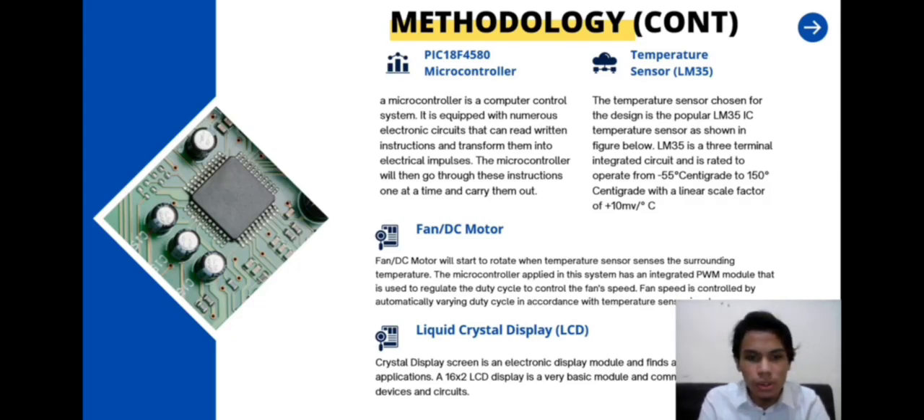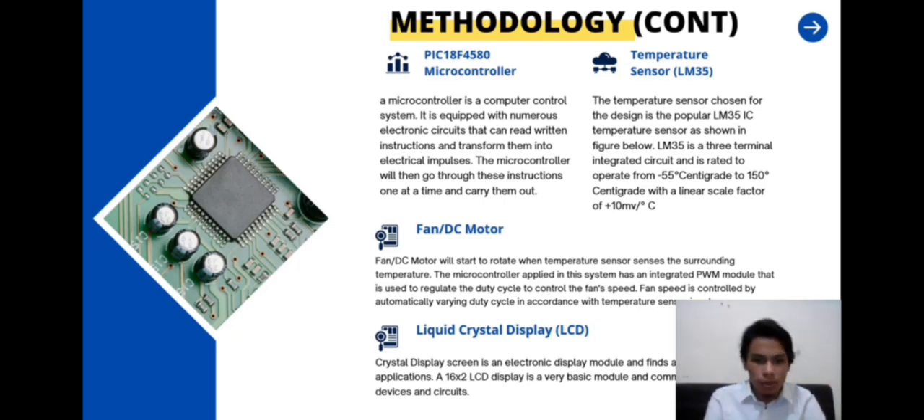And next we have a fan or DC motor. The fan or DC motor will start to rotate when the temperature sensor senses the surrounding temperature. The microcontroller applied in this system has an integrated PWM module that is used to regulate the duty cycle to control the fan speed. Fan speed is controlled by automatically varying the duty cycle in accordance with temperature sensor inputs.